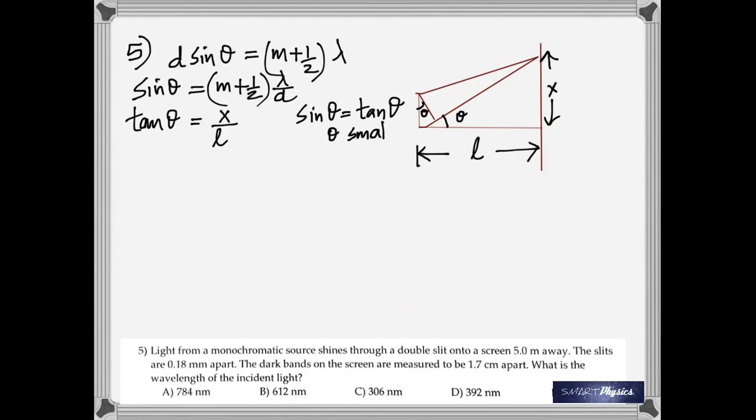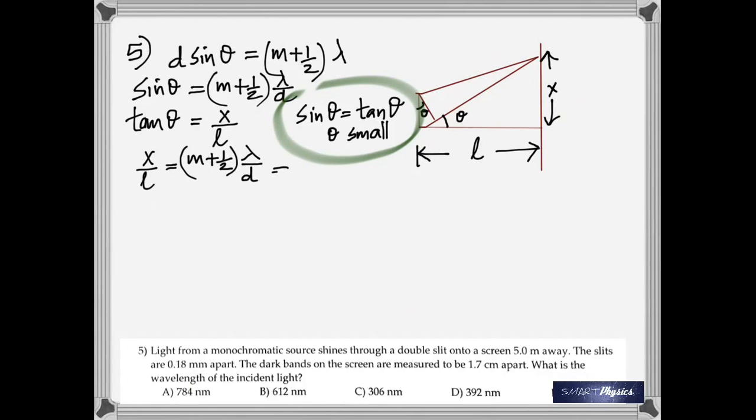Yeah, so you have two conditions, and remember, when theta is small, sine theta is equal to tan theta. So the left hand sides are equal. Put the right hand sides equal to each other, which I'm doing now. And make x the subject.